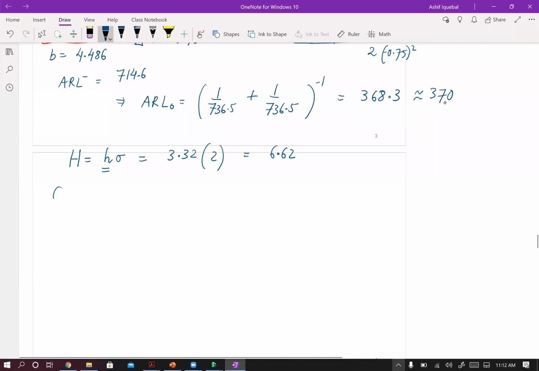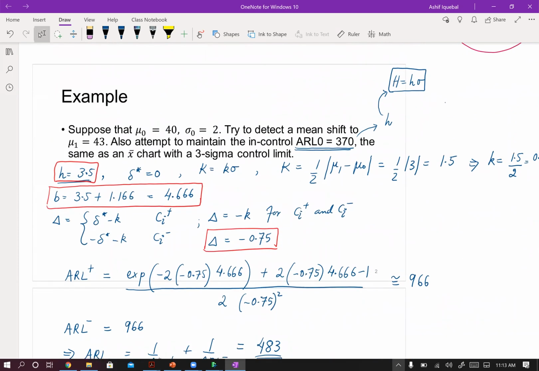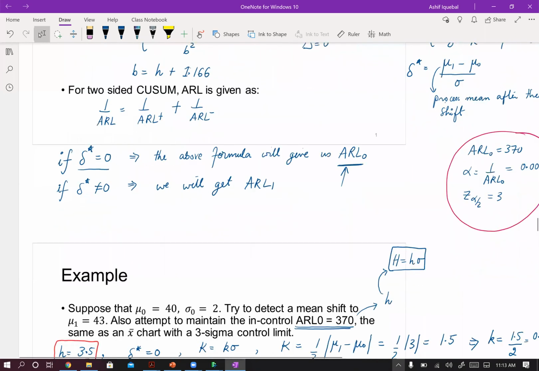Now let's calculate ARL1. To calculate ARL1, we have to first calculate ARL plus. To calculate ARL plus, we need delta for CI plus, right? Delta for CI plus is delta star minus K. Delta star, we already have the value of delta star, which is mu1 minus mu0 by sigma.